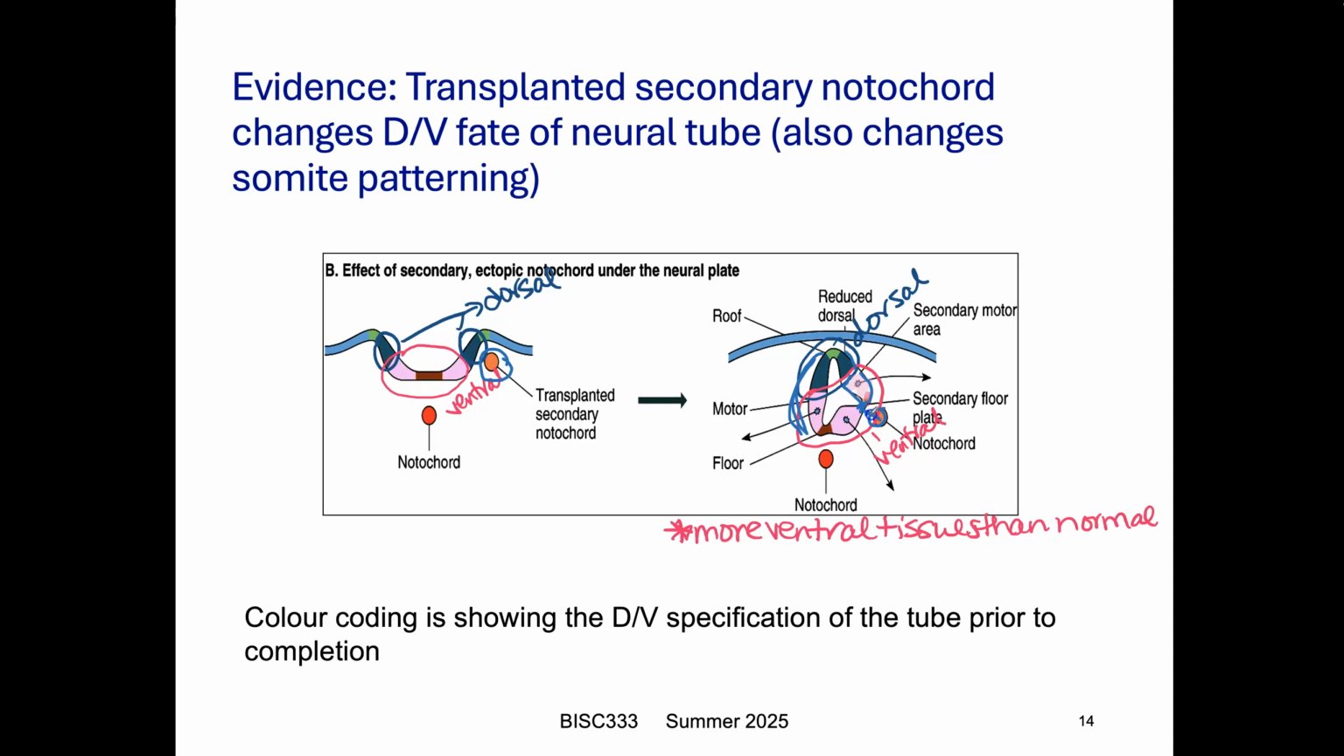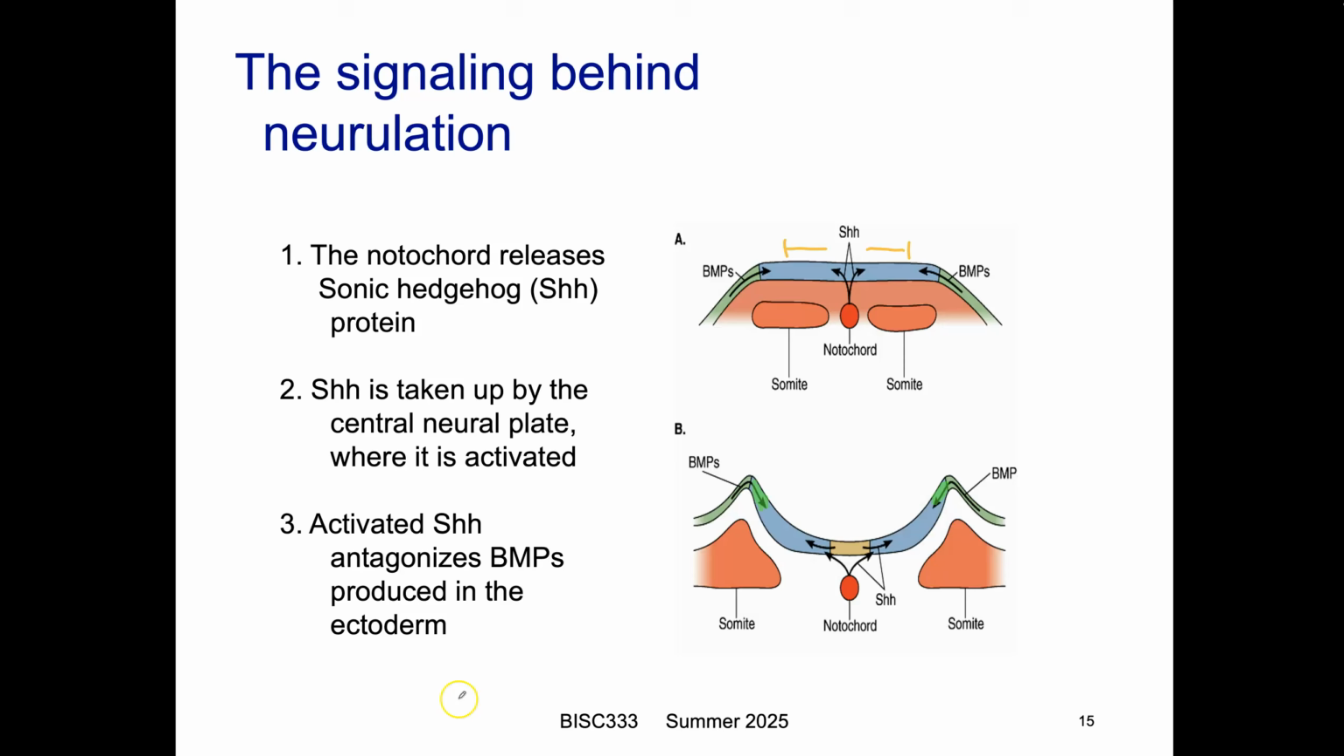So we know that signals from this notochord have basically specified both the floor plate and the ventral fates to either side of it, right? So we have more ventral tissue than normal, and it coincides with exactly where you've placed that secondary notochord, right? So that shows us that the notochord has a role in this process.